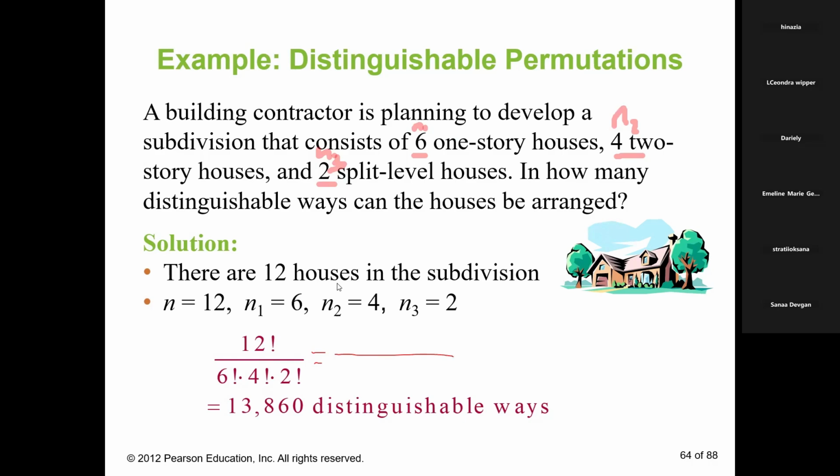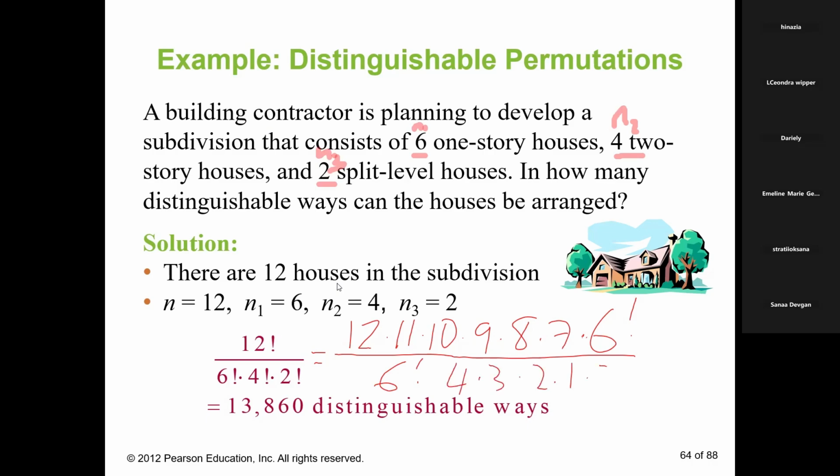What we're going to do here, we're going to take 12 times 11 times 10 times 9 times 8 times 7, and then stop at 6 factorial. Why do we stop at 6? Because 6 is greater than 4. So 4 factorial would be 4 times 3 times 2 times 1. 2 factorial would be 2 times 1. Now we can show the 6. Okay?